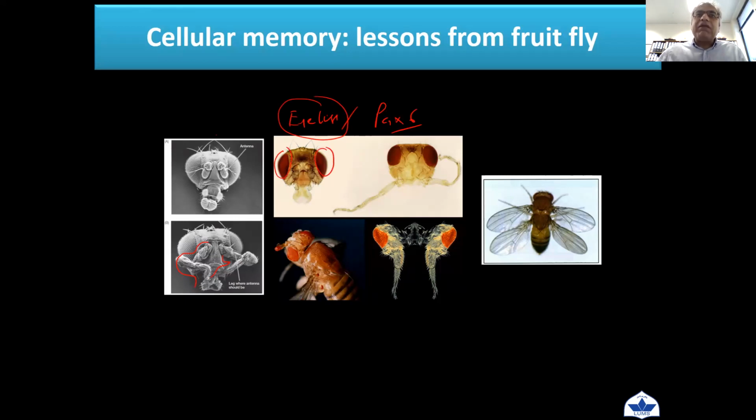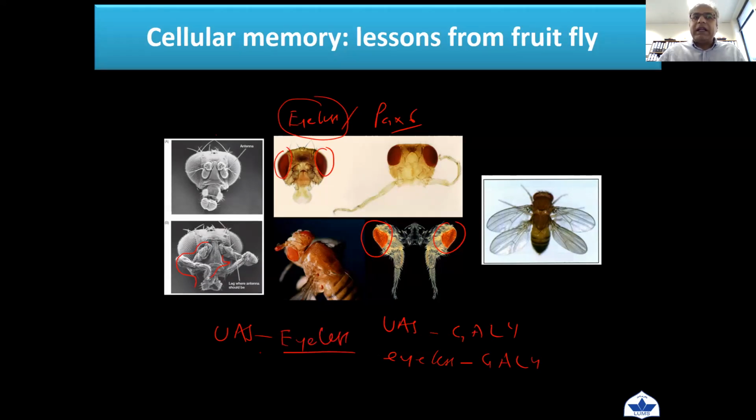But if you have ectopic expression of EY on the legs using the UAS-GAL4 system, you can use the EY enhancer to drive expression of GAL4, and under UAS, you can have the wild type EY gene. When you cross these flies with this fly, sorry, if you drive EY-GAL4, it will express EY in the eyes.